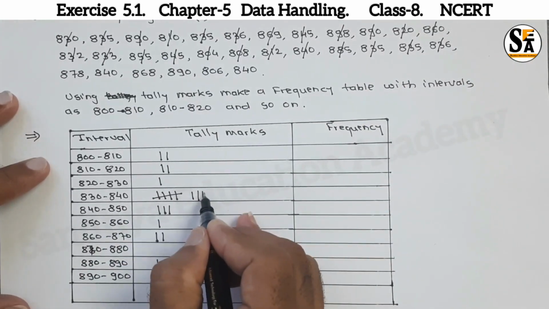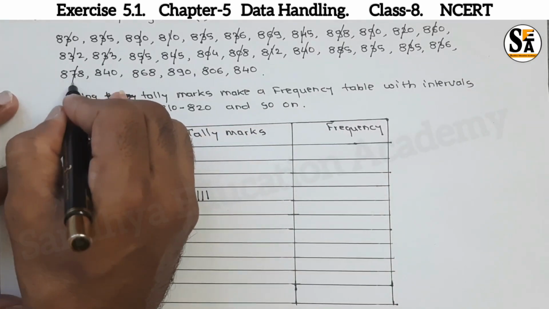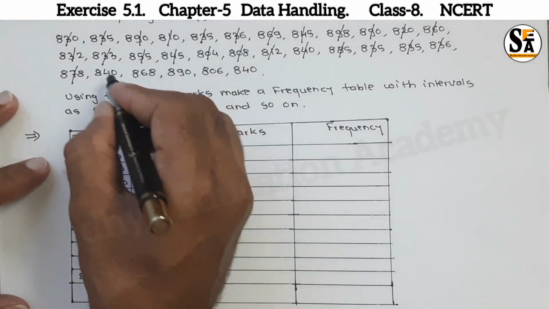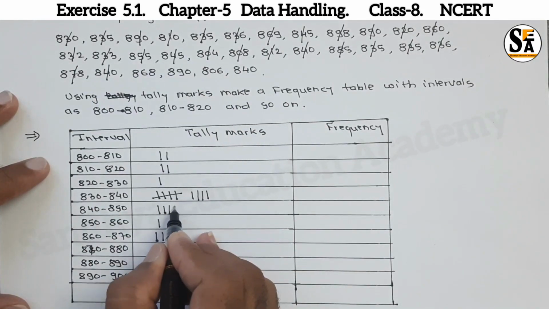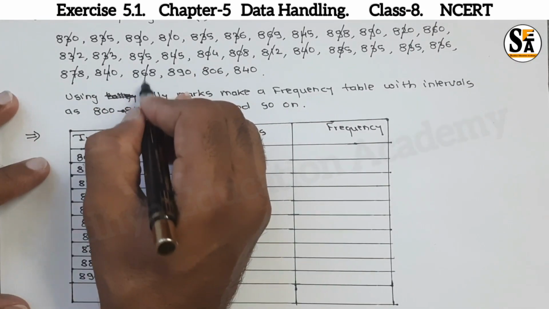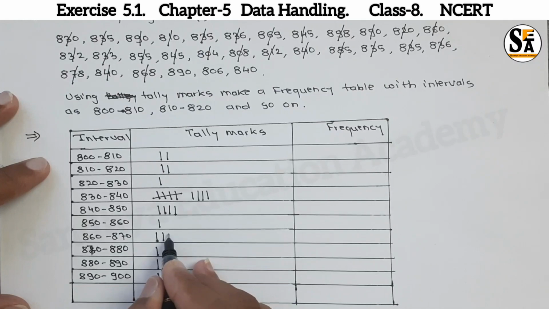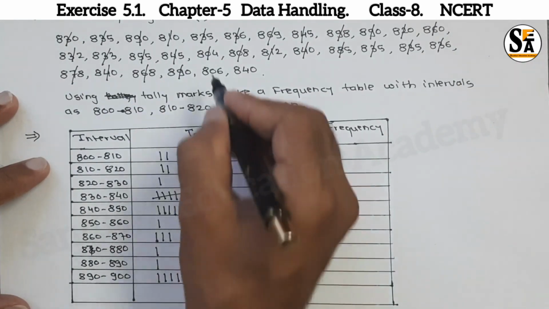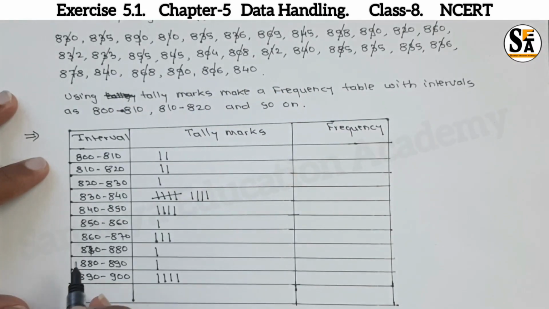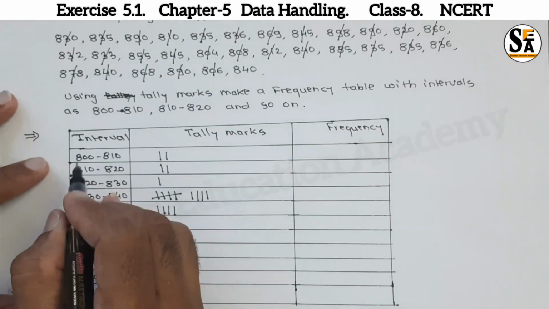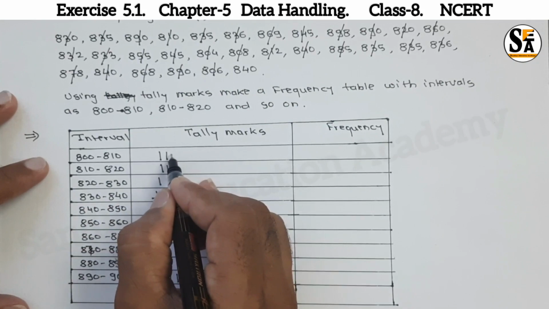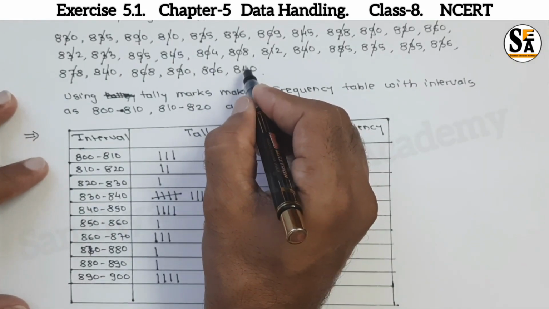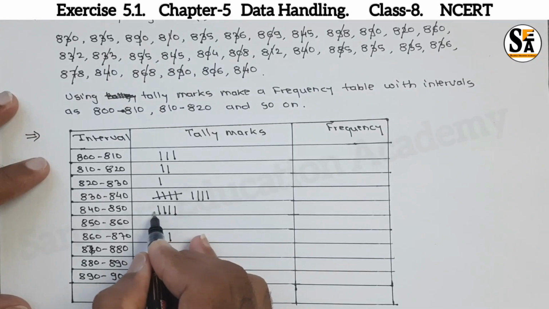836 again lies here. 878 here. 840 will lie in this group. 868 will lie here. 890 will lie here. 806, where will it lie? 806 will lie here. Then 840 will lie here.